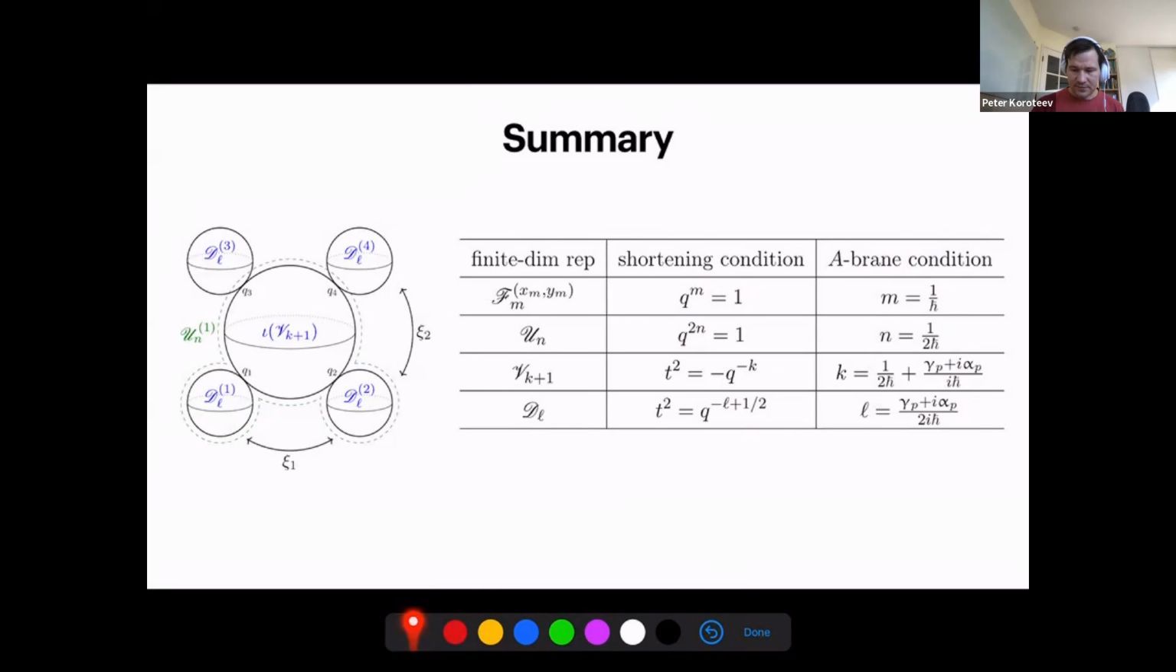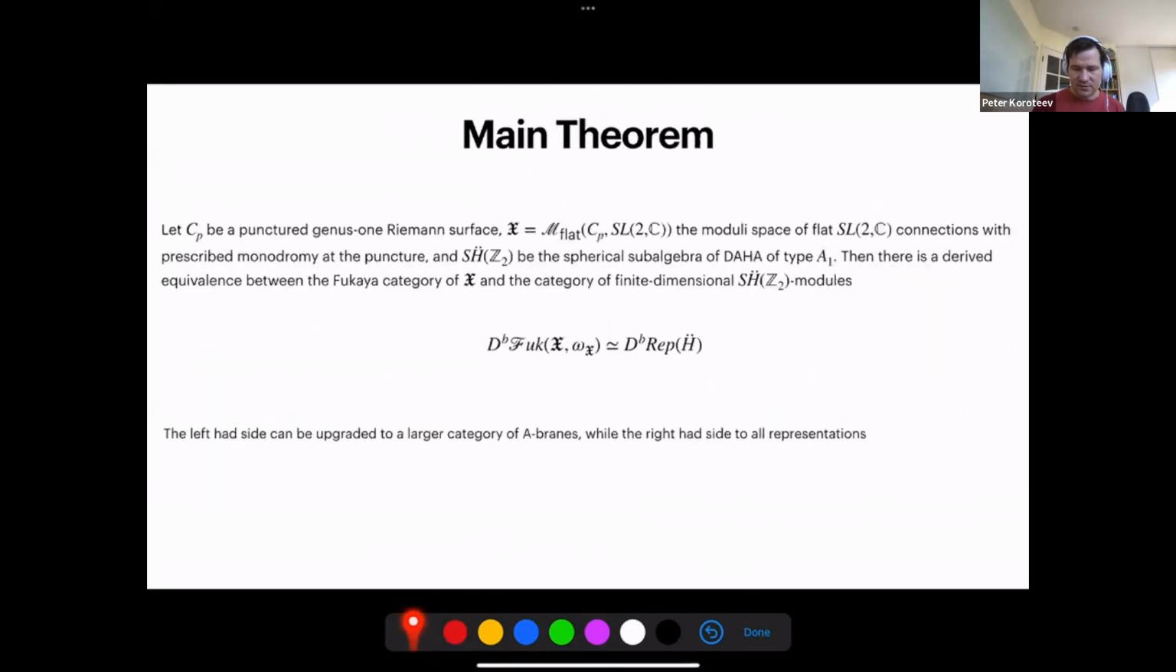Okay. Since I'm running out of time, let me just show you the final statement. The main theorem is this: let C be the punctured genus 1 Riemann surface, and X the moduli space of flat connections of SL2 with prescribed monodromy at the puncture, and then the spherical double affine Hecke algebra of type A1. There is a derived equivalence, or rather a very interesting story about derived categories, between the Fukaya category of X and the category of finite dimensional modules, which in fact forms a subcategory of a larger category of all representations. And the Fukaya category is a subcategory of the so-called category of A-branes, which also includes this BCC brane.